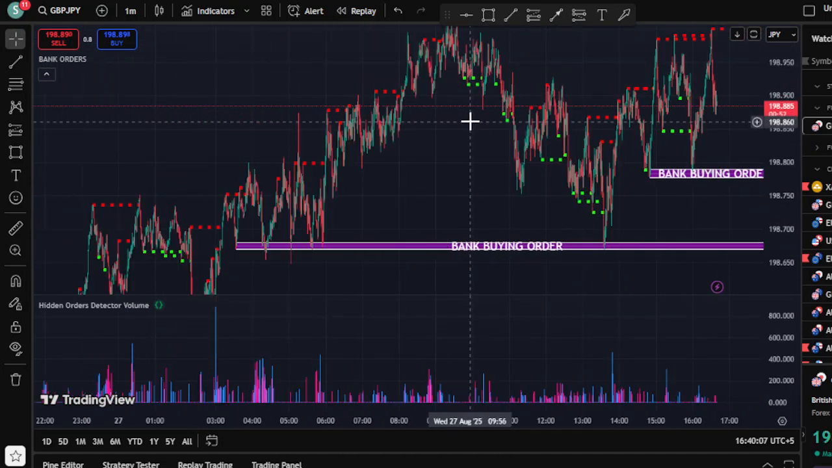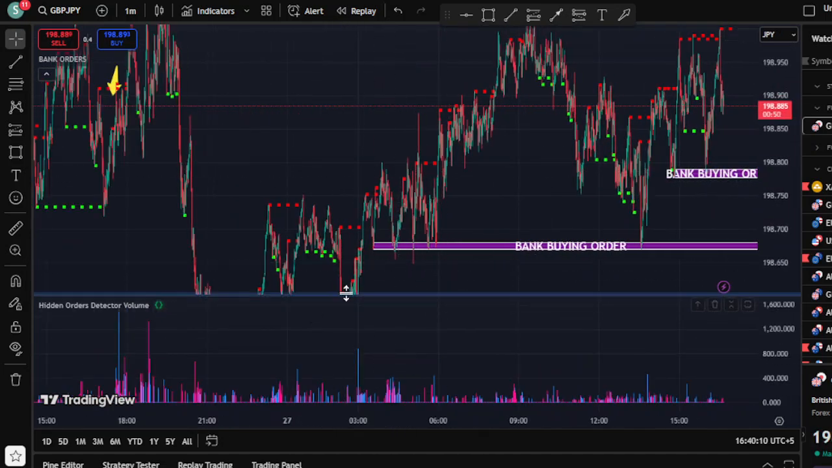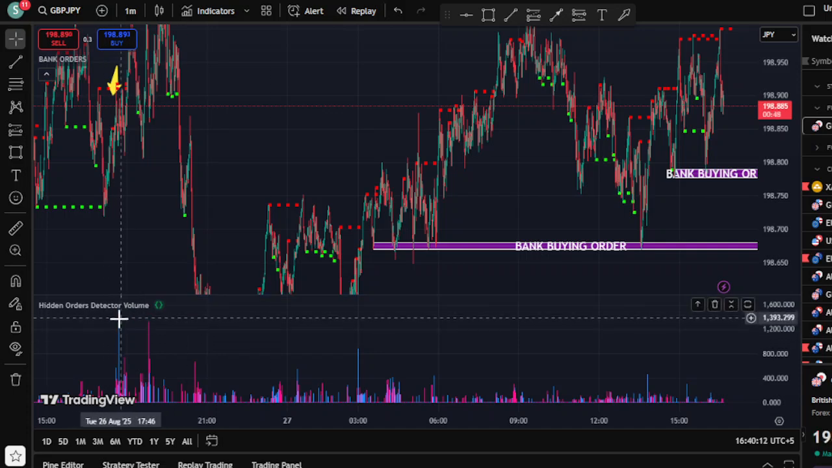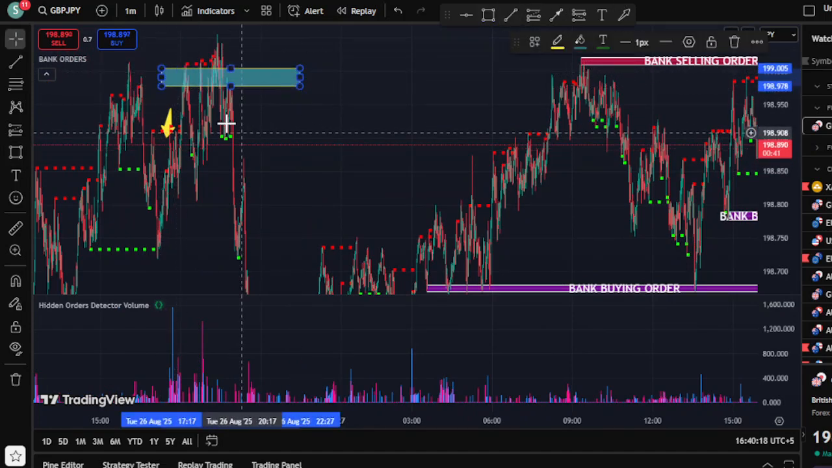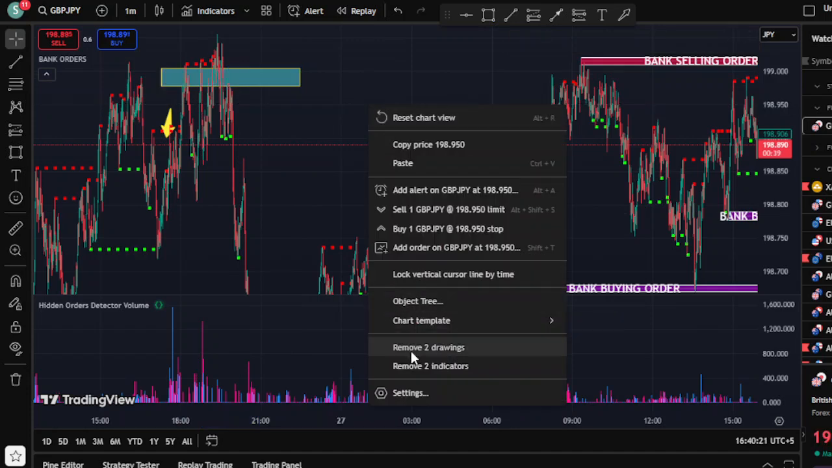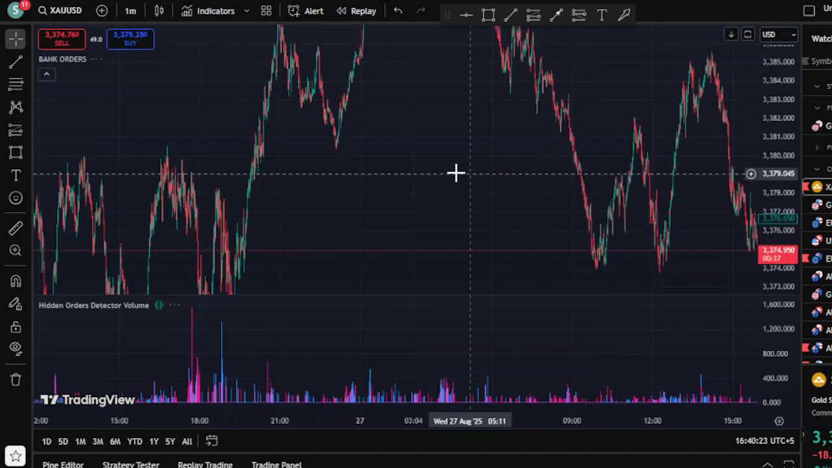Always zoom out your chart exactly like this so that you can see the high volume. Look at this high volume when the price was up. At that time there must be a bank selling level here, and then you can see a drop later on. Let's see a current picture that is going on so that I can show you.